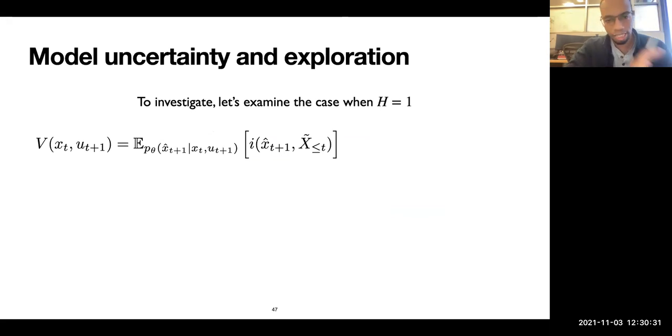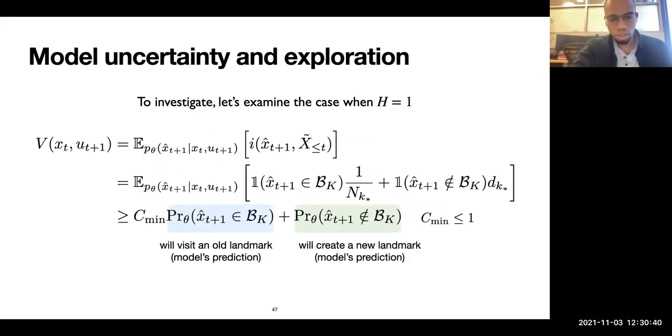To get there, let's take a very simple case and only look at it myopically, when the planning horizon is just 1. Here, our predicted value function is the following. We can do some math, and I'll skip the details. We get the following lower bound, and this lower bound is comprised of 2 terms. The blue term is the agent's prediction that it will visit a previous landmark. Under its internal world model, what is the probability that it will visit a landmark it's already visited? The term in green is the agent's confidence that it will create a new landmark.